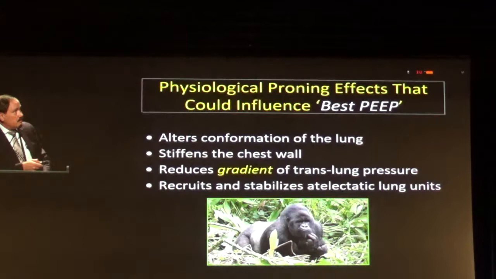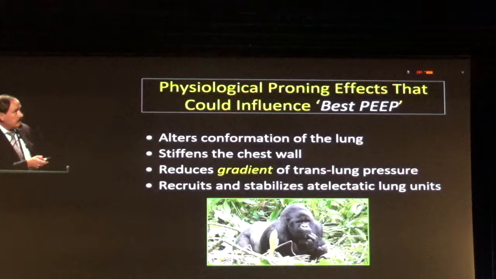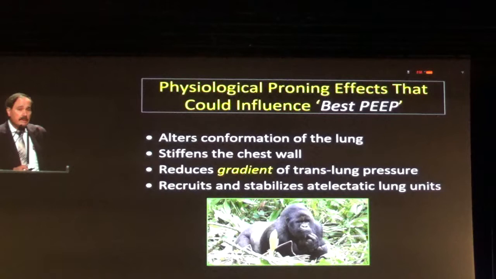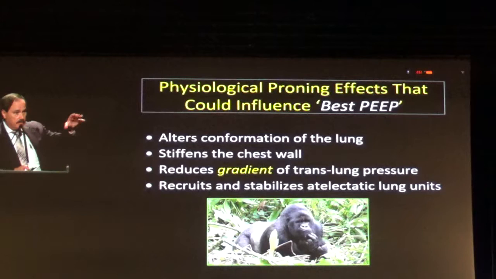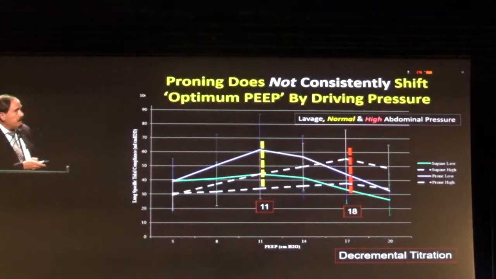So physiological proning effects that could influence the best peak: it alters the conformation of the lung, stiffens the chest wall, reduces the gradient of trans-lung pressure, and recruits and stabilizes atelectatic lung units. There's every reason to believe that optimal peak in terms of the lung should also be influenced by proning. And we looked at transpulmonary pressure in that setting. What Joe Keenan demonstrated was basically that proning does not consistently shift the optimum peak as assessed by best driving pressure in a decremental setting.